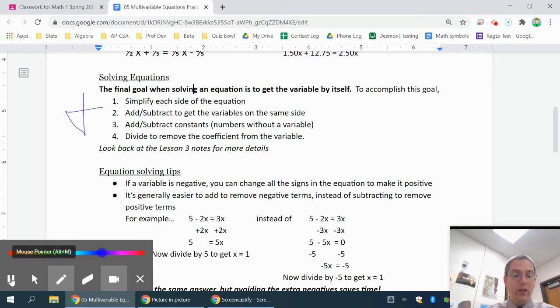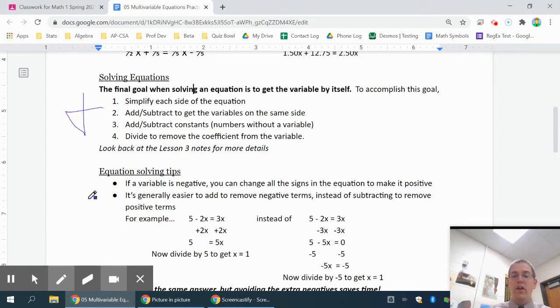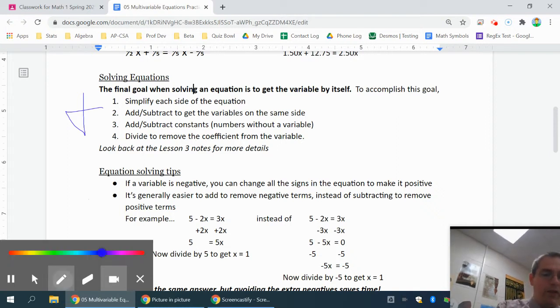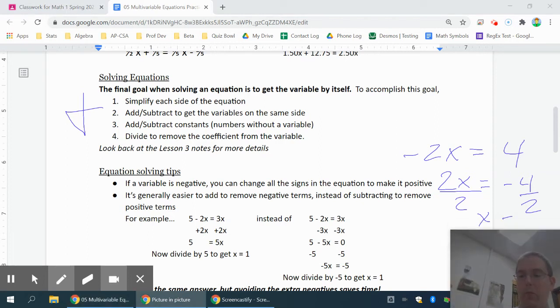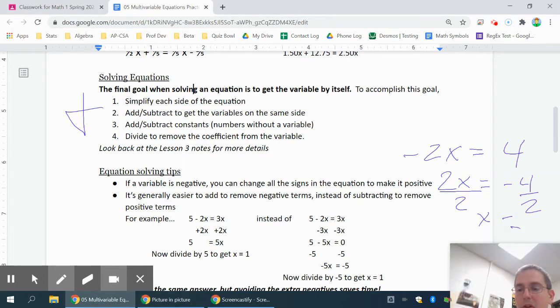Now, some more equation solving tips we have here is that if a variable is negative, remember you can change all the signs in the equation to make it positive. In other words, if I have something like negative 2x equals 4, I could switch the signs and go 2x equals negative 4 if I wanted to. That way I have a positive on my variable. Sometimes people would prefer just to divide by the negative 2. Some people don't like dividing by negative, so you can always switch all the signs on every single term to remove a negative from an equation.